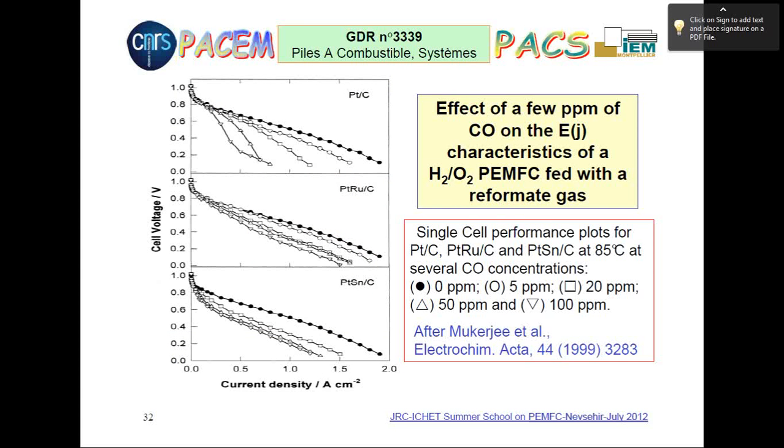That's a cell voltage versus current density plot from Mukherjee, with pure platinum, platinum ruthenium, and platinum tin deposited on carbon like Vulcan XC72, and the effect of a small amount of CO, 5 ppm to 100 ppm. You see, on pure platinum, with 100 ppm, that's a very bad electrode, completely blocked, but with ruthenium and tin, you improve the characteristic. Okay?